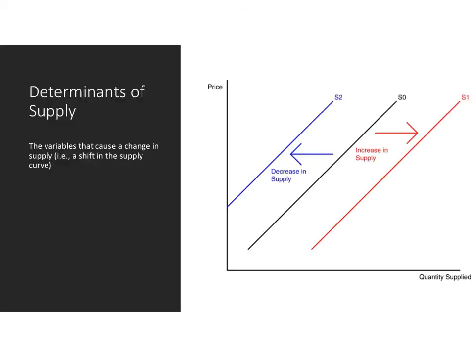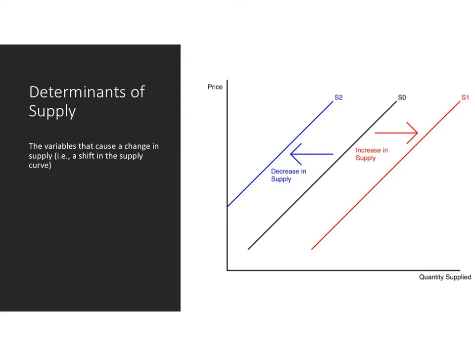In this video, we begin our discussion of the determinants of supply. The determinants of supply are those variables that will cause a change in supply, that is, those variables which will cause a shift in the supply curve.